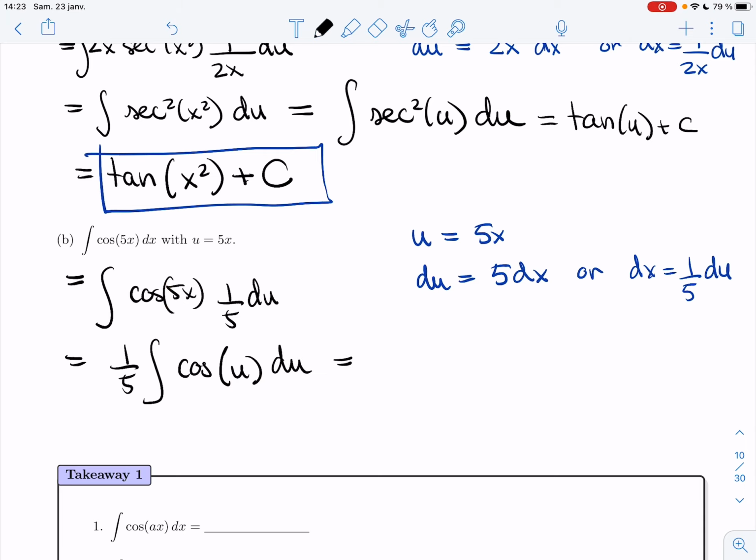All right. So I need to integrate cosine. I'm looking for a function whose derivative is cosine. That's exactly sine. And then I put my plus c. Let's go back to x: 1 over 5 sine of 5x plus c.